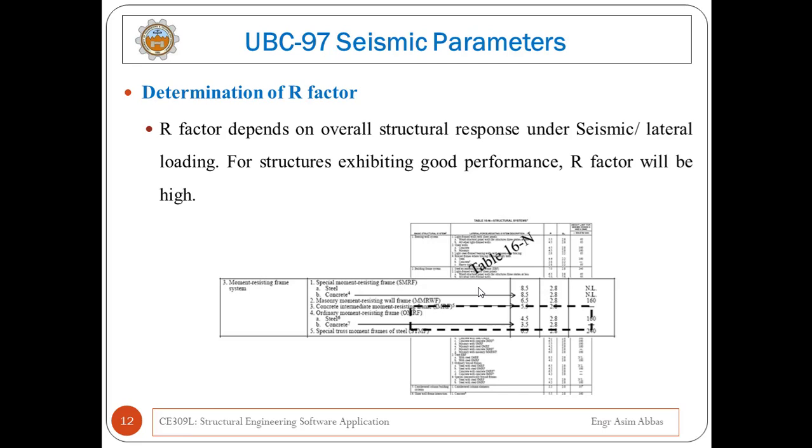Okay, similarly, if you are considering the ordinary moment resistant frame for both steel and concrete, the value will be 4.5 for R, right? And for intermediate moment resistant frame, the R value will be 5.5.